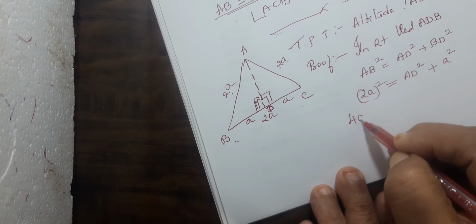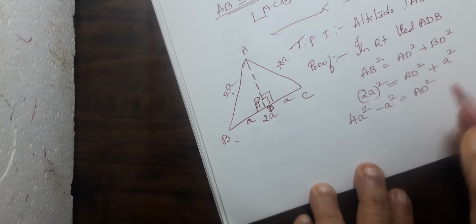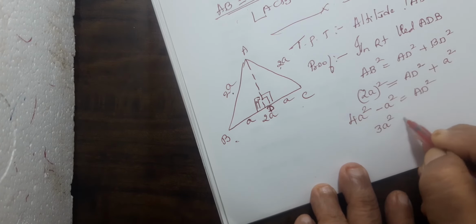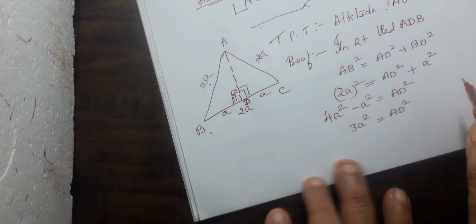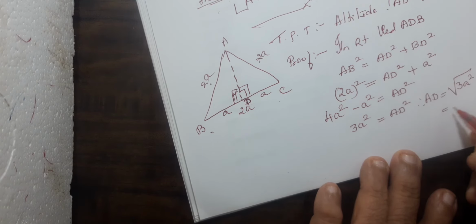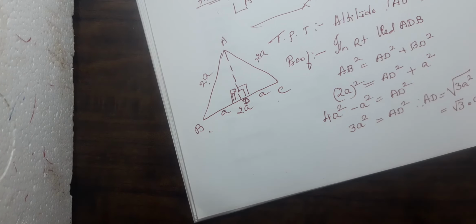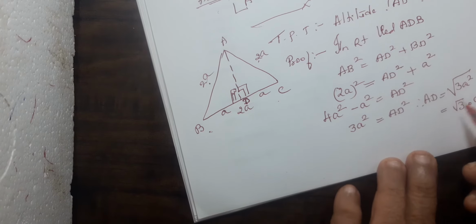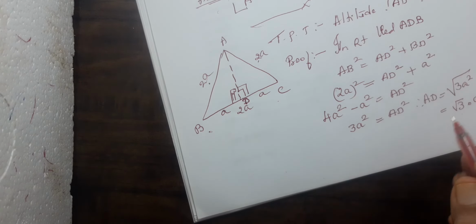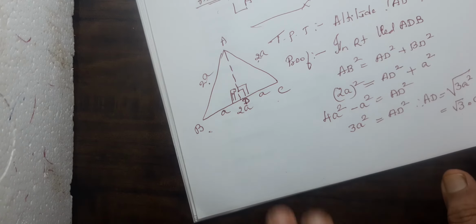Now what happens? 4A squared minus A squared is equal to AD squared. So what do you get here? 3A squared is equal to AD squared. Therefore, AD will be equal to the square root of 3A squared, which is equal to root 3 into A. Because A squared, I can remove it from the square root sign because it is a square already. So what is the square root of A squared? A. And root 3 will remain as it is. So AD is equal to root 3 into A. That is the answer. So that is the altitude, root 3 into A.